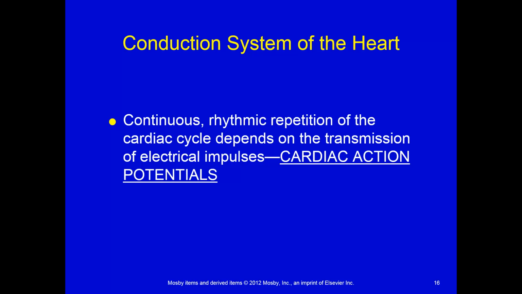This happens in heart cells and in nerve cells, and it just so happens today that we're talking about heart cells. So that continuous rhythmic repetition of those atriums and ventricles beating in harmony with each other depends on the transmission of those electrical impulses, of that action potential that we talked about on, I think, day 1 of the semester. So, cardiac action potentials.